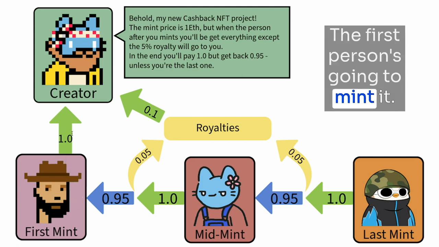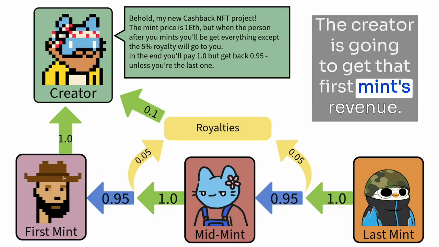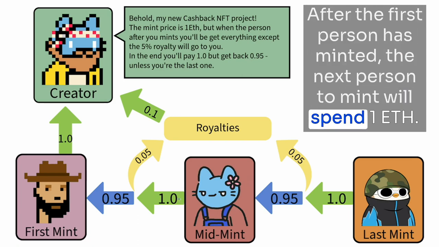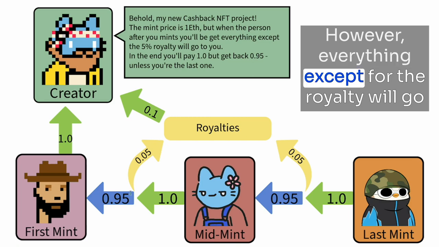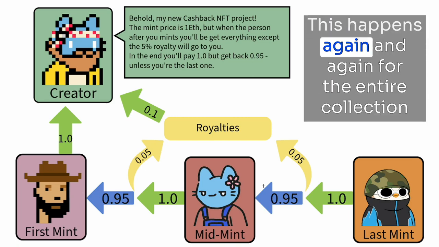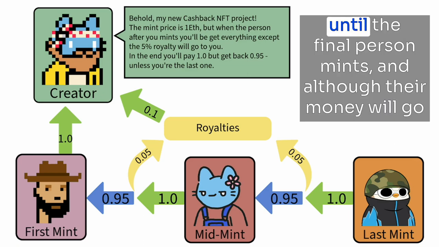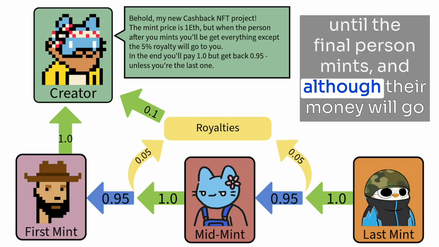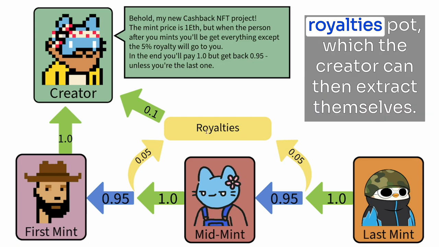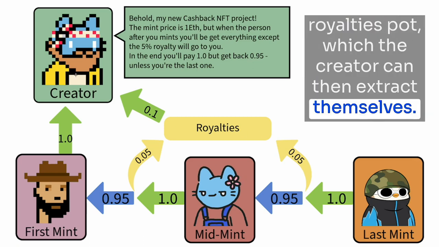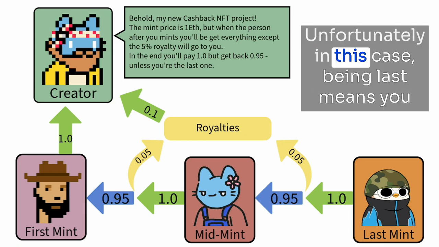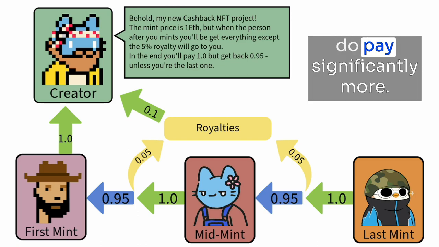First person's going to mint it. The creator's going to get that first mint's revenue. After the first person is minted, the next person to mint will spend 1 ETH. However, everything except for the royalty will go to the person who minted before them. This happens again and again for the entire collection until the final person mints, and although their money will go through to the person before them and the royalty will go to the royalties pot, which the creator could then extract themselves, no one is behind them to refund them the cost. Unfortunately, in this case, being last means you do pay significantly more.